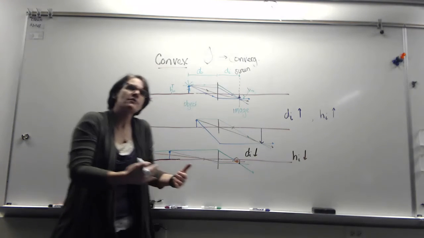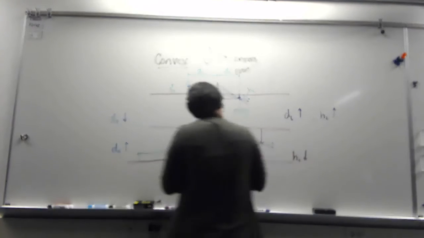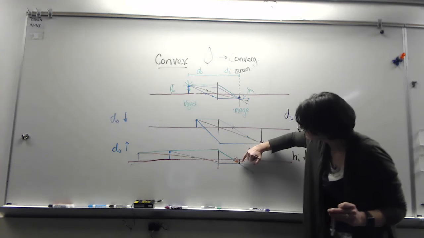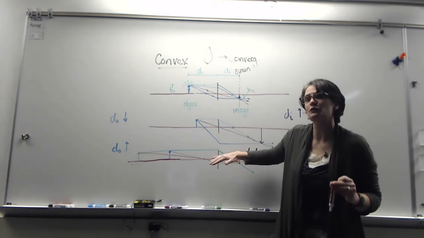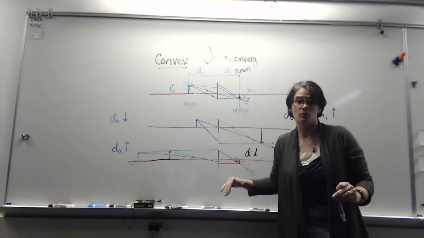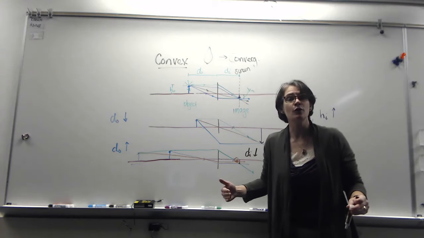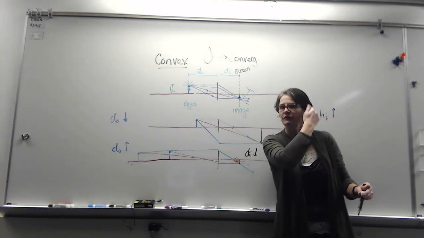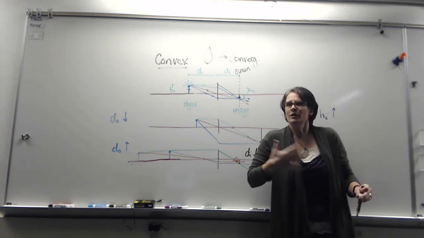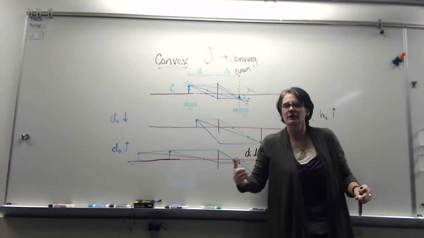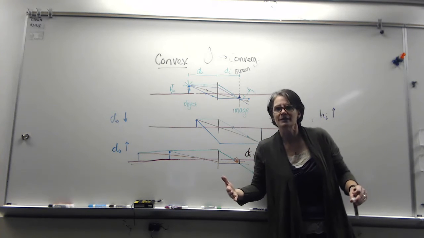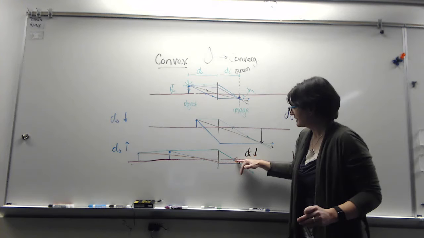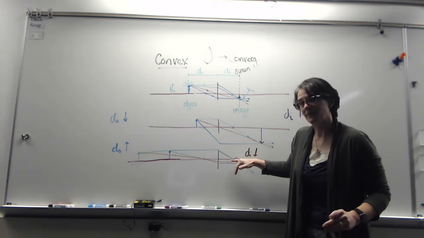And as I go further and further away, my image is getting smaller and smaller and closer to the focal point. Because remember, the focal point is where all parallel rays of light converge. So as I get more and more parallel, my rays of light are going to converge closer and closer to that focal point. And indeed, that's exactly what happens.